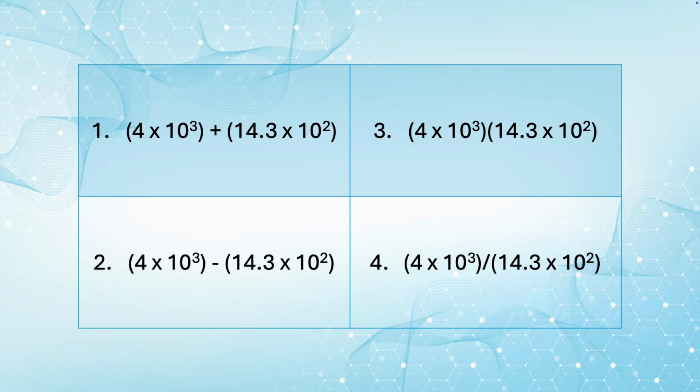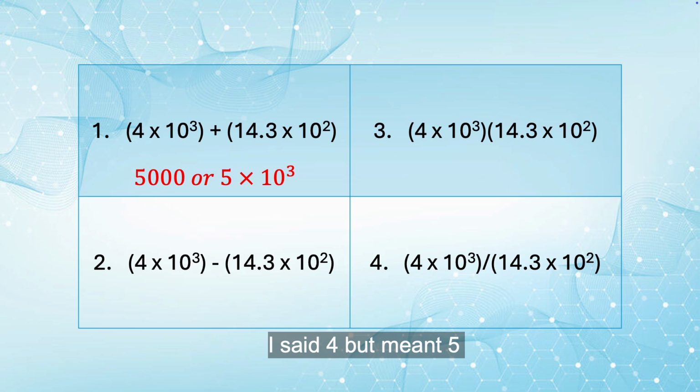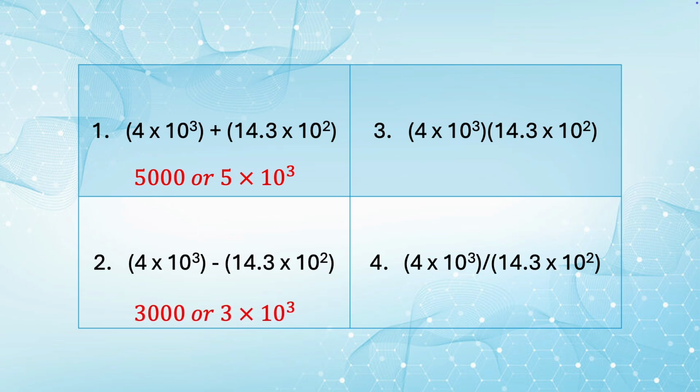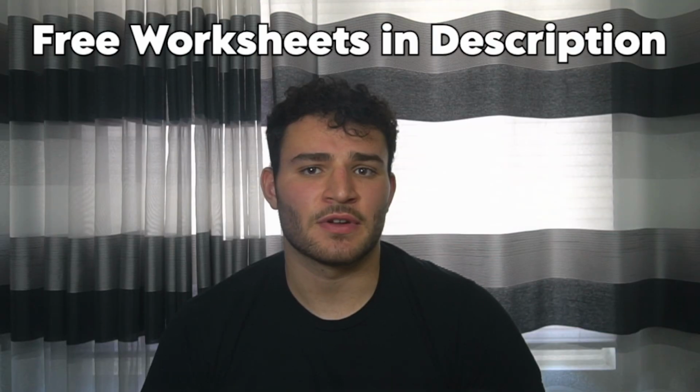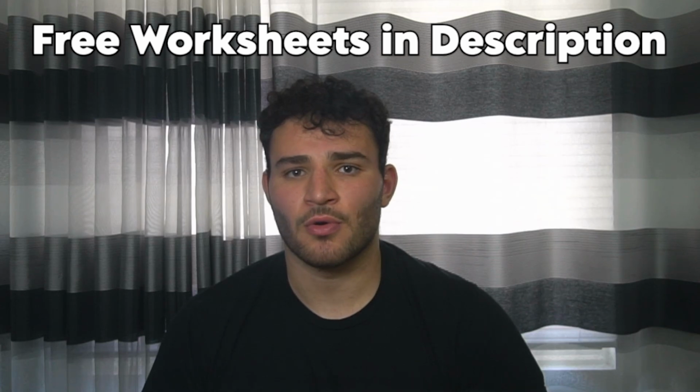The first problem's answer should be 5,000 in standard form, or 4 times 10 to the power of 3 in scientific notation. The second problem's answer should be 3,000, or 3 times 10 to the power of 3. The third problem's answer should be 6 million, or 6 times 10 to the power of 6. The last problem's answer should just be 3. This concludes everything you should know about scientific notation in order to progress through the course.